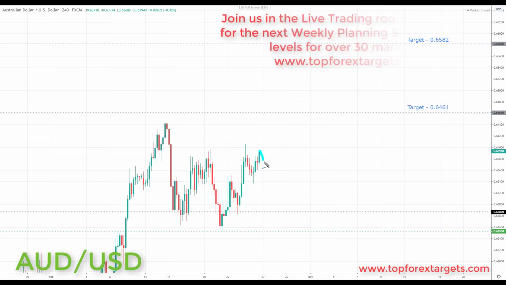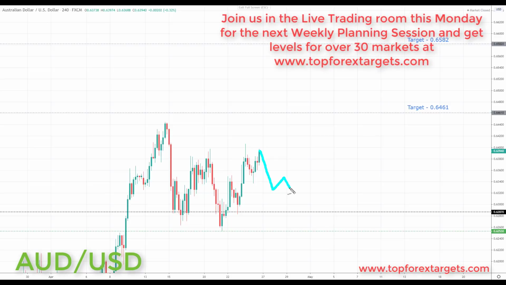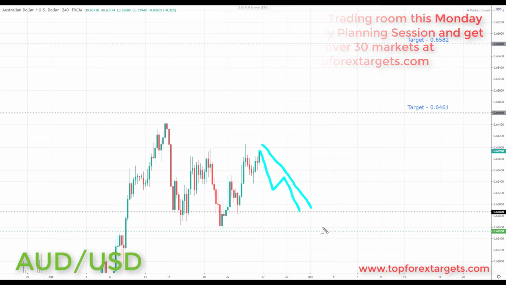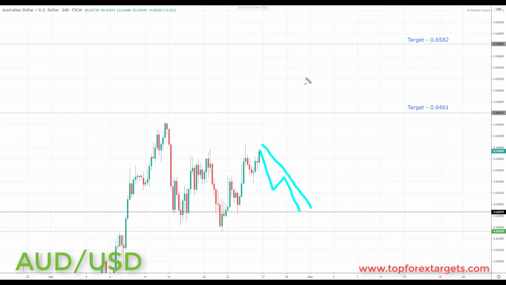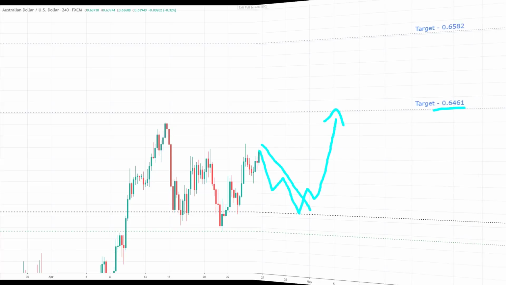What we would like to see is a pullback, coming back to retest broken resistance from the past, turning support at 0.6287. This is going to be a great place to start looking for bullish setups, very similar to what we just looked at in US dollar yen. We'd be looking for a breakout to the upside in Aussie dollar, and if we get this correction and breakout, we're going to be looking at initiating longs up towards the next key of resistance to the upside, with the target set at 0.6461.